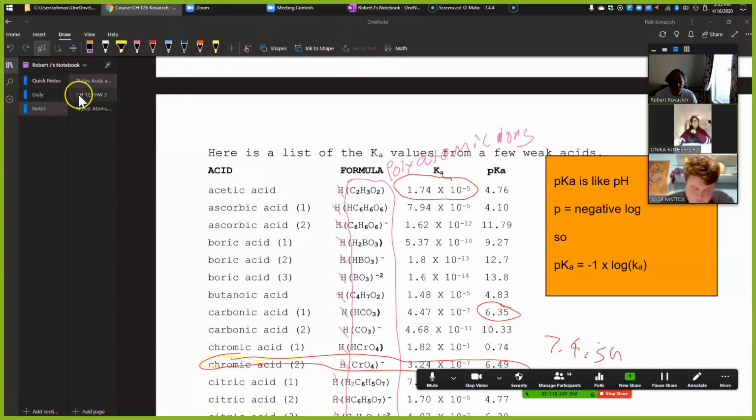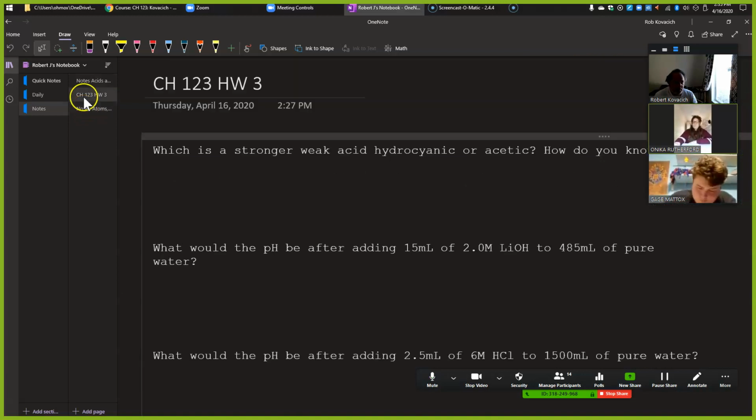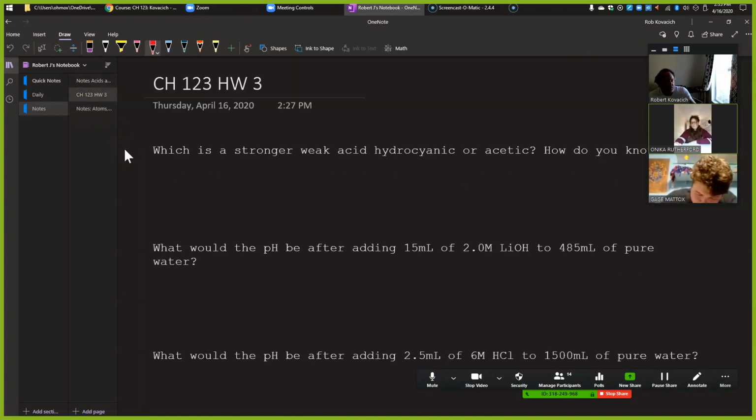So let's go back over here. There we go. So it's this one, and this is a 10 to the negative fifth, and this is a 10 to the negative 10th. So much stronger. It's not a strong acid. It's still a weak acid, but it's much stronger than the hydrocyanic.